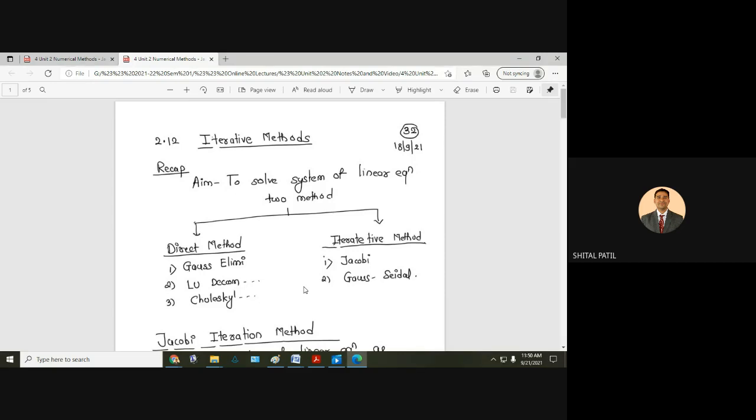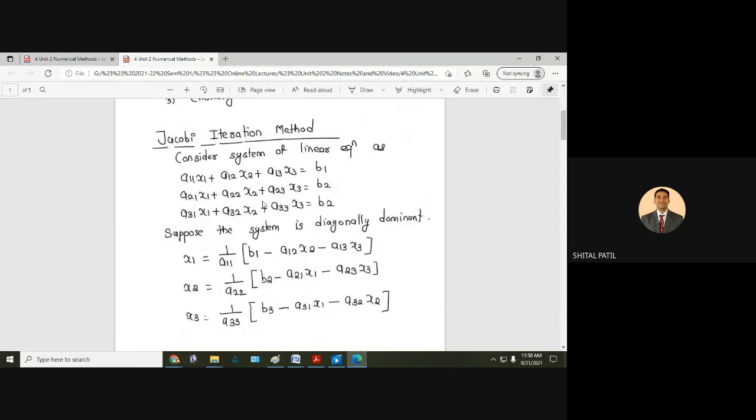So already we studied what the Jacobi iteration method is. Say these are the three linear equations. Then we have written x1 from the first equation, x2 from the second equation, and x3 from the third equation. And hope you remember how to choose equation number 1, 2, 3. To choose equation number 1, we have to compare the coefficients of x1 in all the equations. The equation having the highest coefficient of x1 will be equation number 1.